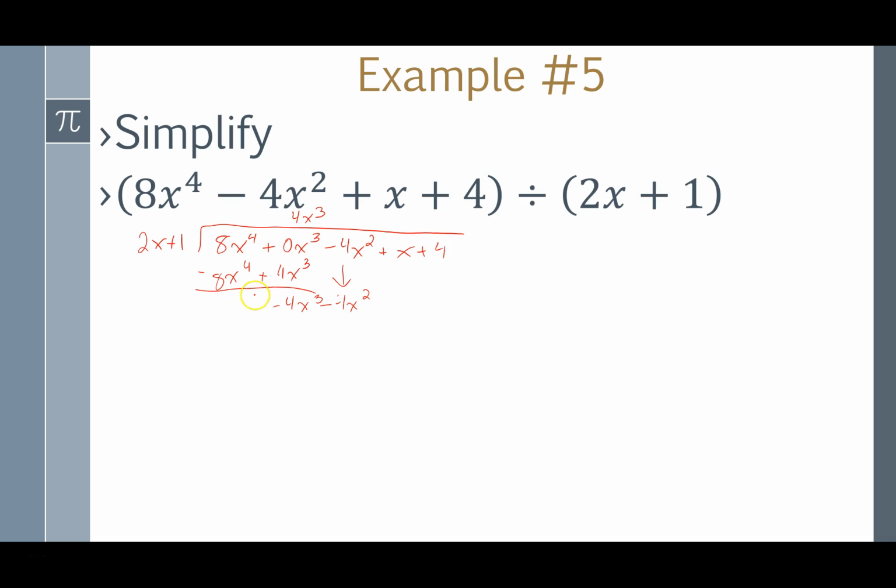Negative 4x cubed divided by positive 2x is a negative 2x squared. You multiply that across. Get negative 4x cubed minus 2x squared. When we subtract that, the x cubes cancel. Negative 4 minus negative 2, negative 4 plus 2. We get negative 2x squared. Carry down the x.